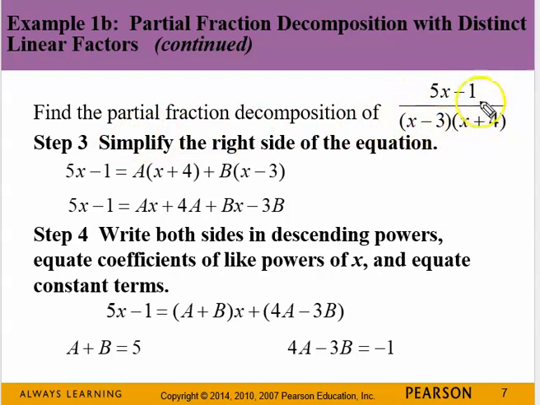There's our original example. We're at this stage now. Now what we're going to do is clear parentheses by distributing. And we get this stage. Take a moment. You want to write this down. Now we want to write both sides in descending powers. Equate the coefficients of like powers of x and equate the constant terms. Now, what does that mean?